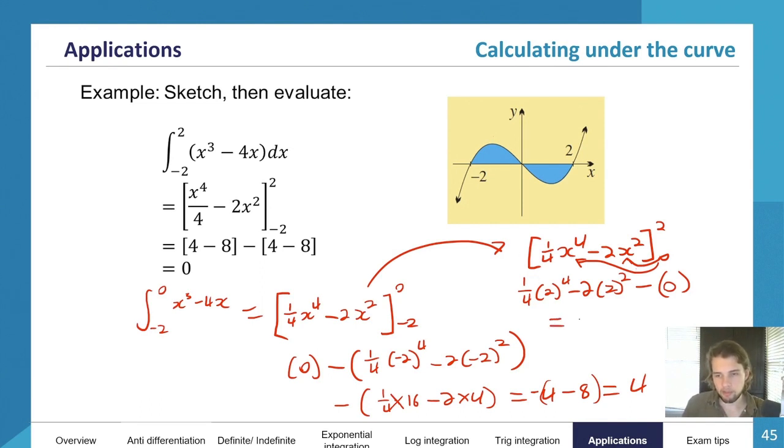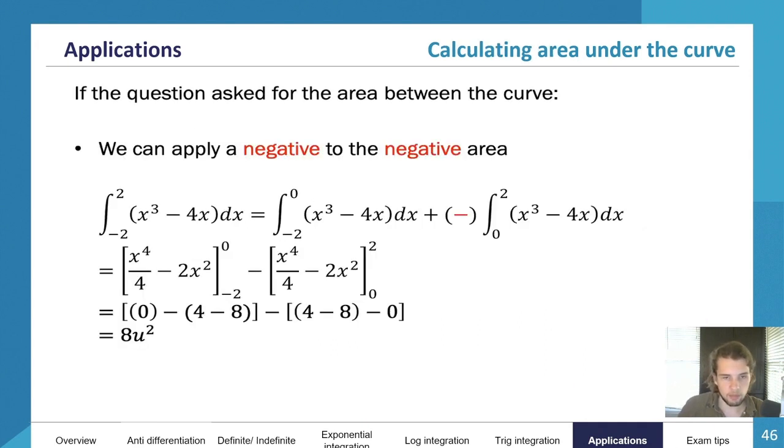Now we have 1 over 4, 16 minus 8 is equal to 4. So our whole area is 4 plus 4. So a good way to sort of put these, they might have it over here.